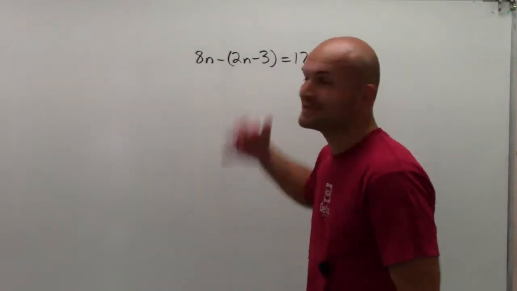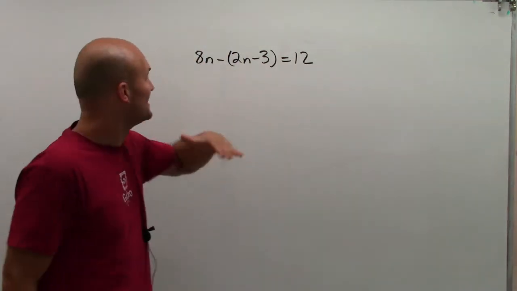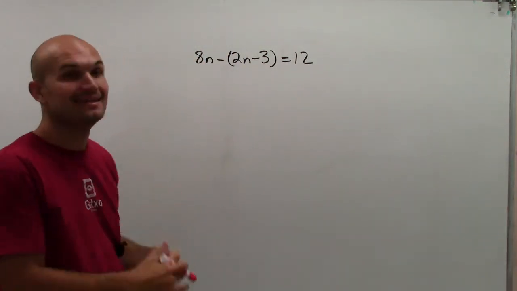Welcome. What I want to do today is show you how to solve 8n minus 2n minus 3 equals 12.